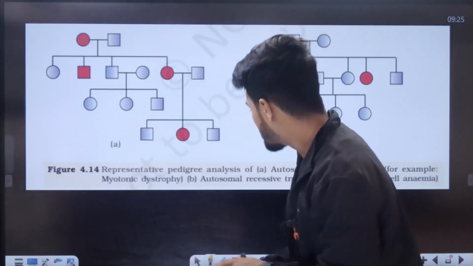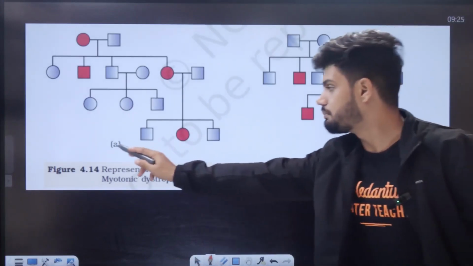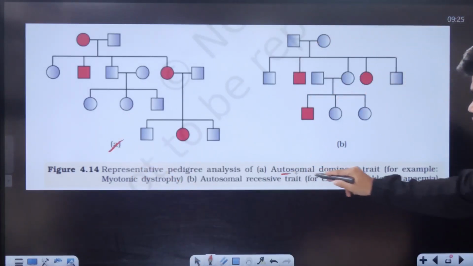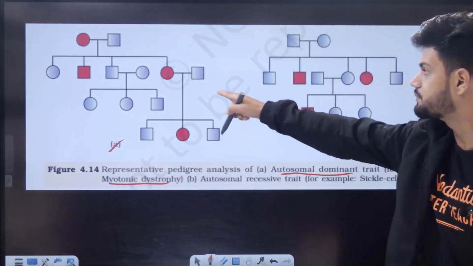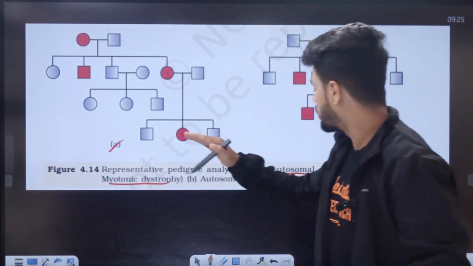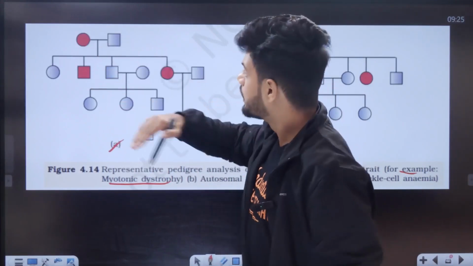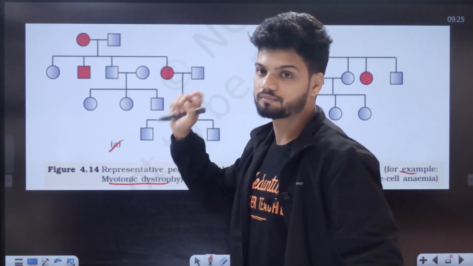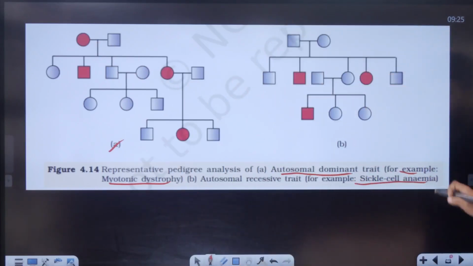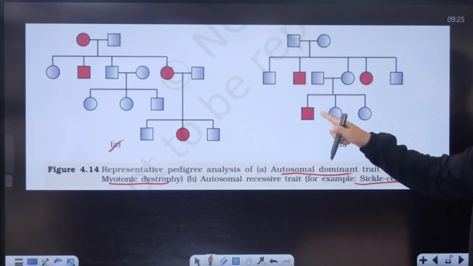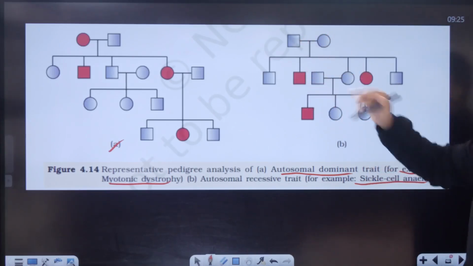See here, the example for autosomal dominant is myotonic dystrophy. This is your autosomal dominant. It's a dominant trait, affected, it is never skipping a generation. Affected parents can have unaffected children. Now one is autosomal recessive, the example is sickle cell anemia. It can skip a generation, recessive in nature, and unaffected parents can have affected children.